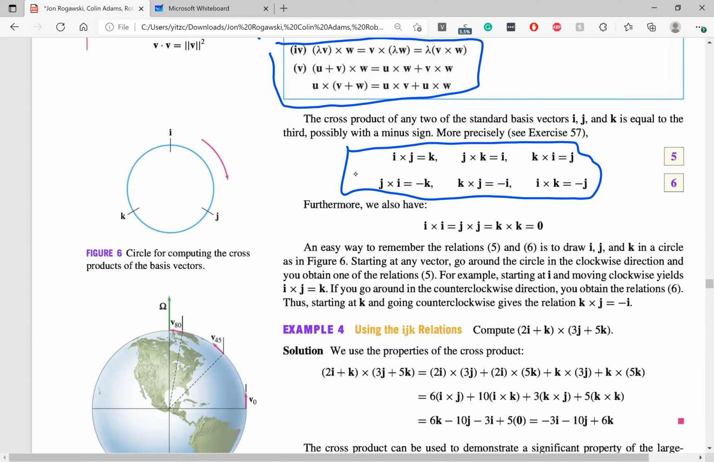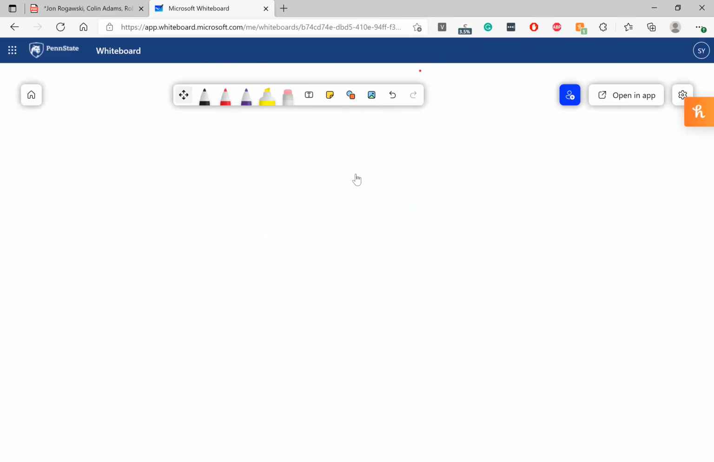So the cross product of I and J, well, it should be a vector orthogonal to I and J, and the only vectors that are orthogonal to I and J are either K or negative K. X, Y, Z.